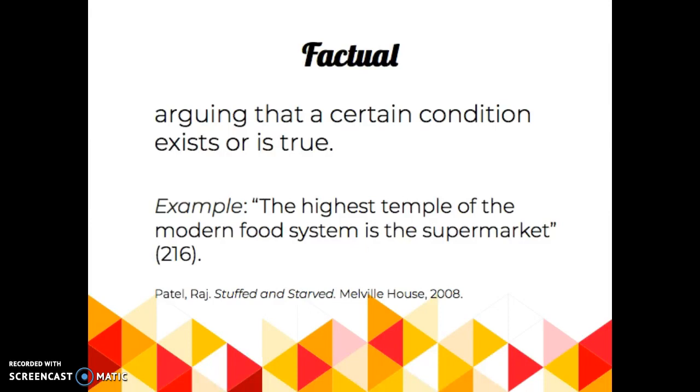An example of this is from Raj Patel's Stuffed and Starved. He writes, "The highest temple of the modern food system is the supermarket." In this way, he's arguing that the most important component of our food system is our supermarkets. One way to tell if a thesis statement is a factual thesis statement is the telltale word is. You could also rephrase this as, "It is true. It is in fact true. The highest temple of a modern food system is the supermarket."